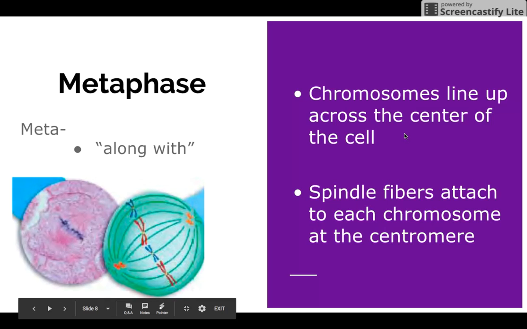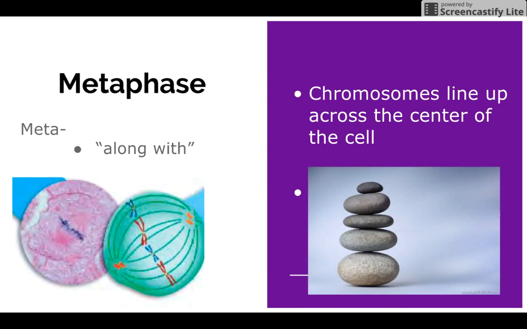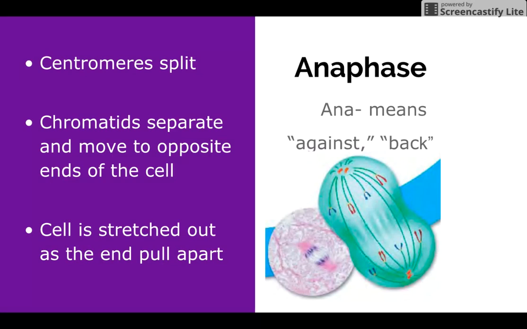Chromosomes line up across the center of the cell. The spindle fibers attach to each chromosome at the centromere. We'd already talked about that. These chromosomes are lined up. They're very meta. Okay, next phase is anaphase. Ana means against or back. Think of anarchy. Anarchy means you're against the government.